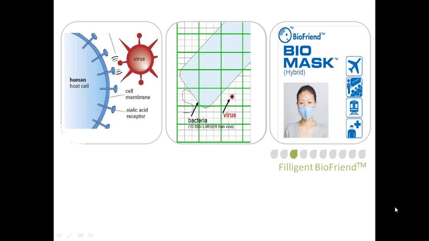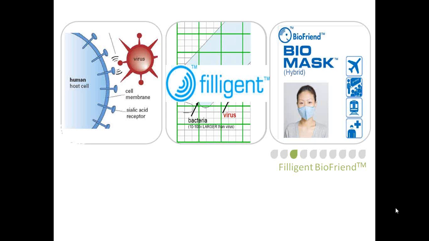The center figure here shows that viruses are 10 to 100 times smaller than bacteria and can easily pass through conventional face mask filters, which trap particles based solely on their size. The green grid represents the pore or hole size of conventional face masks. Vivigent has developed a medical device, a face mask, that traps viruses and bacteria by mimicking the sialic acid receptor sites on human cells to which they normally attach.